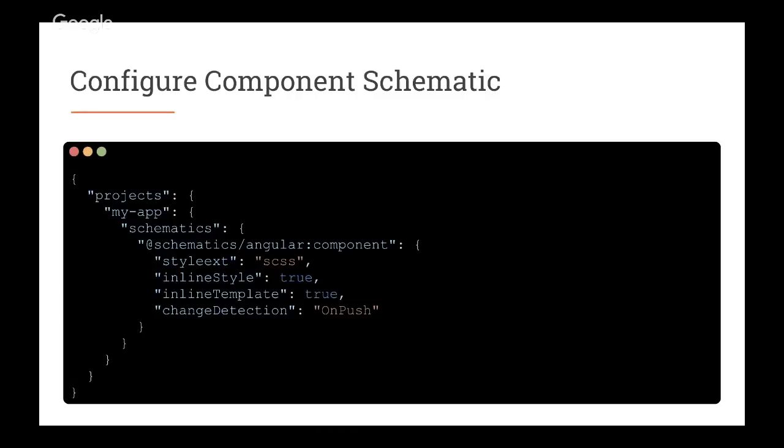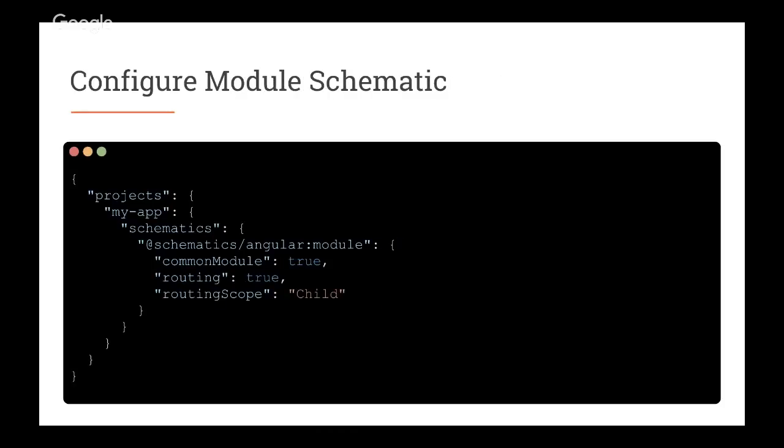So we can set our style extension default. For example, here we always want inline styles and an inline template, and we want our change detection strategy to be OnPush. So this is just a great, easy way to stop having to manually configure your schematics through the inline arguments. And here's another example with the module. We can say, I want routing with every module that I generate, and that's less typing there. So that's just a quick win for defaults with schematics.